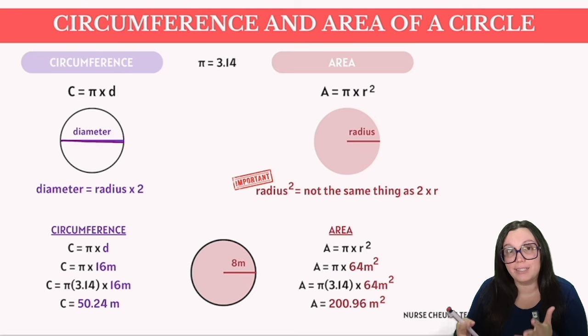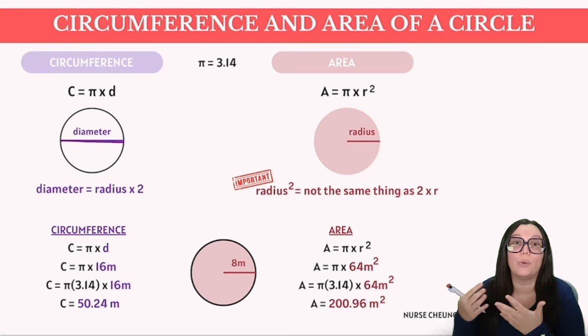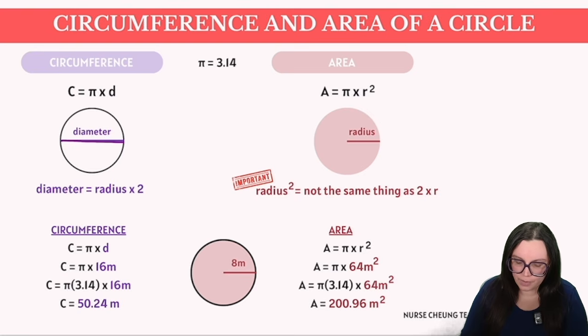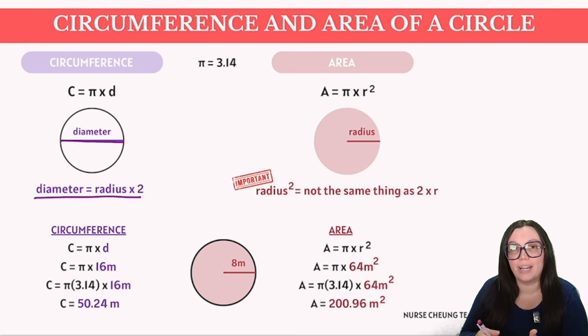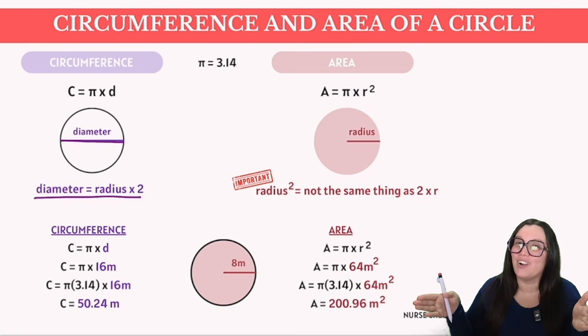Sometimes the TEAS is going to give you questions that only give you the radius. Well, in order for us to figure out the diameter based on the radius, we're going to take the radius and multiply it by 2, because 2 times the radius is going to give us the full length of our diameter.